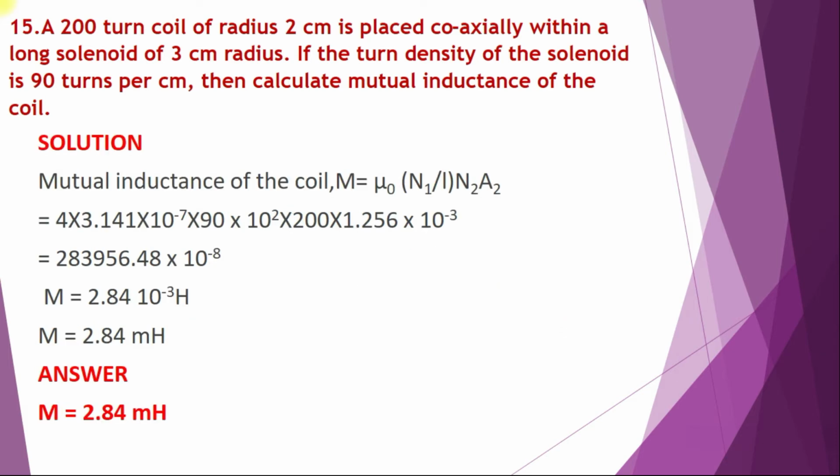Solution. Mutual inductance of the coil M is equal to μ0 × (N1/L) × N2 × A2. Now substitute the values from the given data. We get 4 × 3.141 × 10^-7 × 90 × 10^2 × 200 × 1.256 × 10^-3, which is equal to 2.84 × 10^-3 Henry, which can also be written as M is equal to 2.84 millihenry. So the answer is, mutual inductance is equal to 2.84 millihenry.